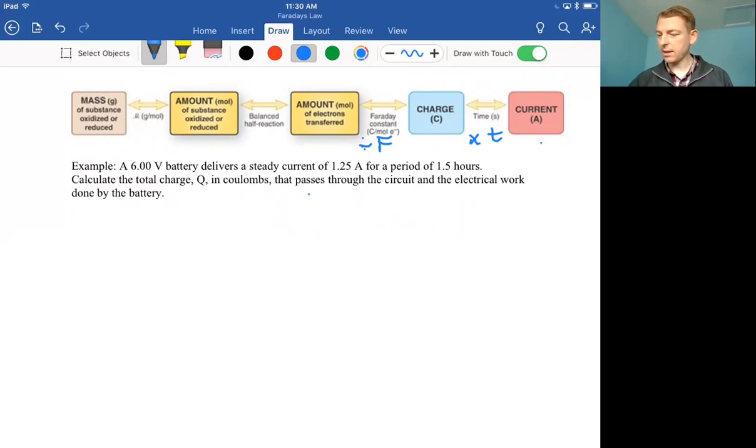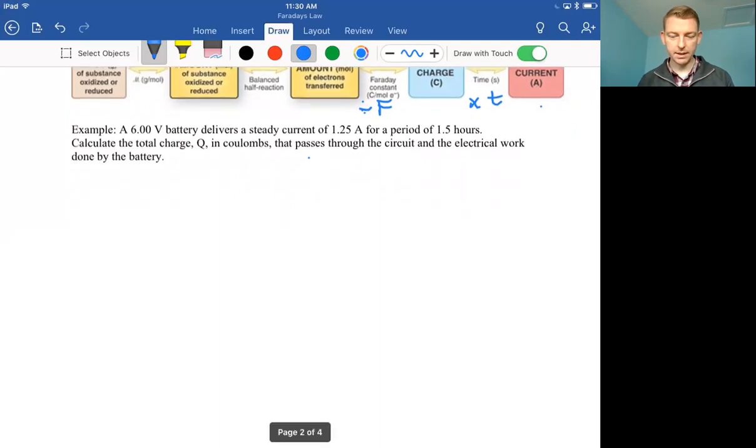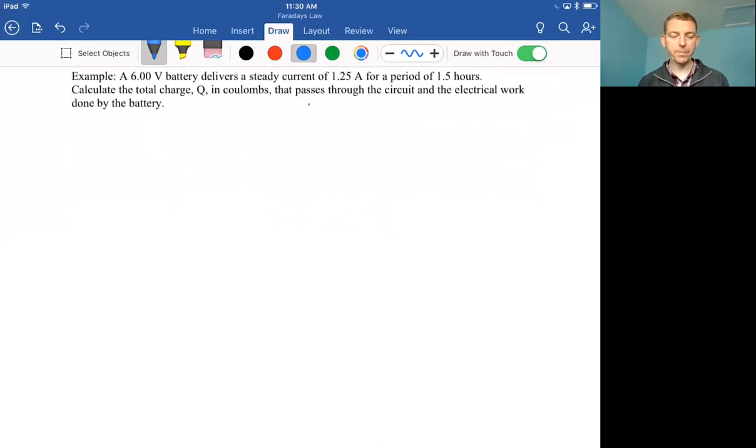Okay, so let's try this first example, a slightly easier one to get us kicked off. So we have a 6-volt battery delivering a steady current of 1.25 amps for a period of 1.5 hours. We want to calculate the total charge in coulombs that passes through the circuit and the electrical work done by the battery. Okay, we'll address that last one at the end, but let's just see what the question gives us first.